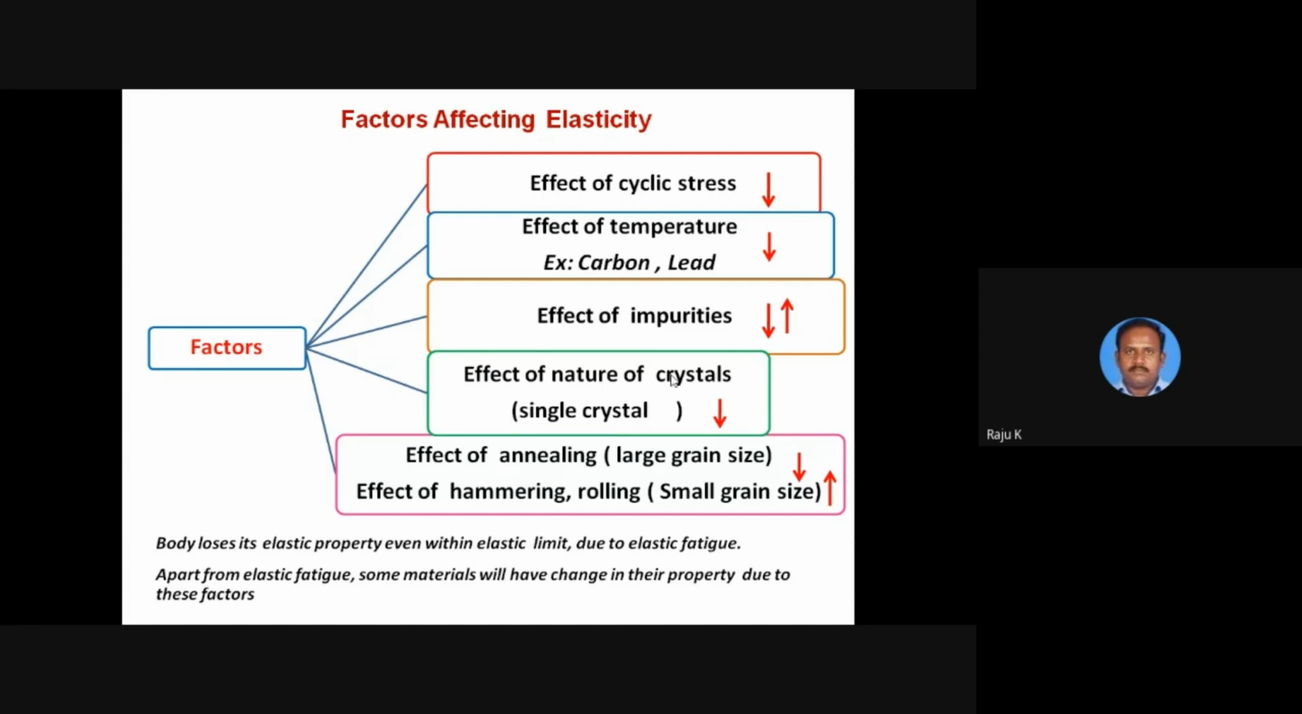So, within the elastic limit, if the material started to lose its elastic property by means of this cyclic stress, then that is called as fatigue. Even in our own conversation we say 'fatigue has happened', what it means is that it is under more pressure.